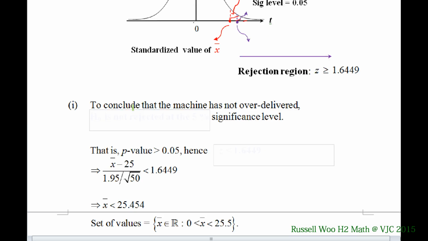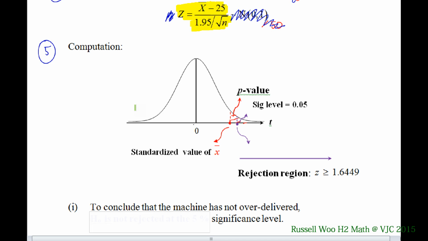So now we all know by now how to find the rejection region, right? Just inverse norm. This value is just inverse norm of 0.95, because the level of significance for one tail test is 0.05. You inverse norm 0.95, you get 1.6449.